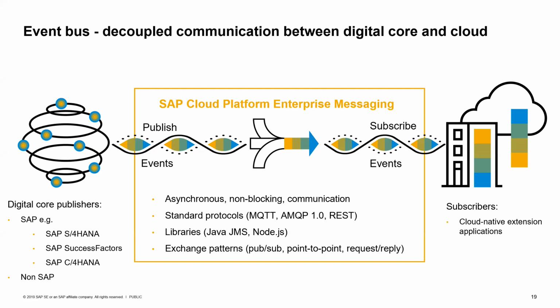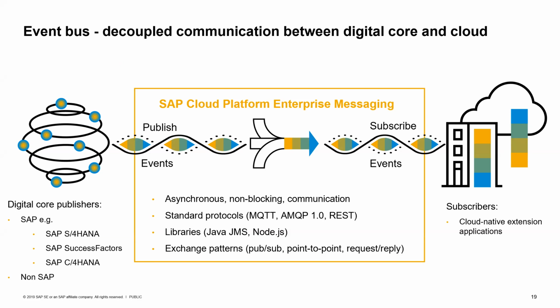The event bus is essentially used to decouple communication between your digital core and your extension applications built in the cloud on SAP Cloud Platform. And so publishers like SAP S/4HANA, HANA Cloud, and SuccessFactors can publish an event to the enterprise messaging service, which in turn is responsible for ensuring that these events are received by subscribing applications. And this ensures that the end-to-end communication takes place in a really secure manner.